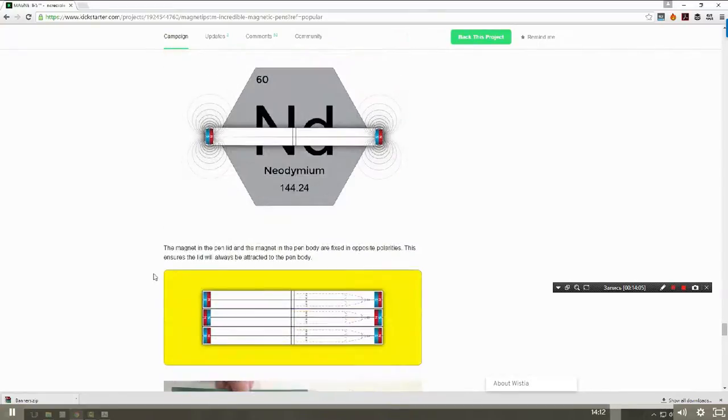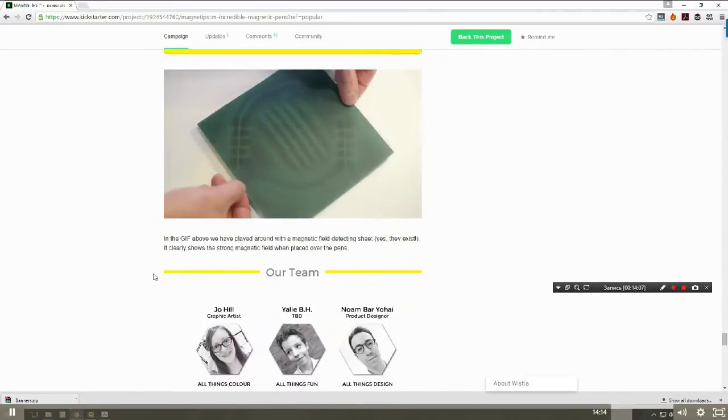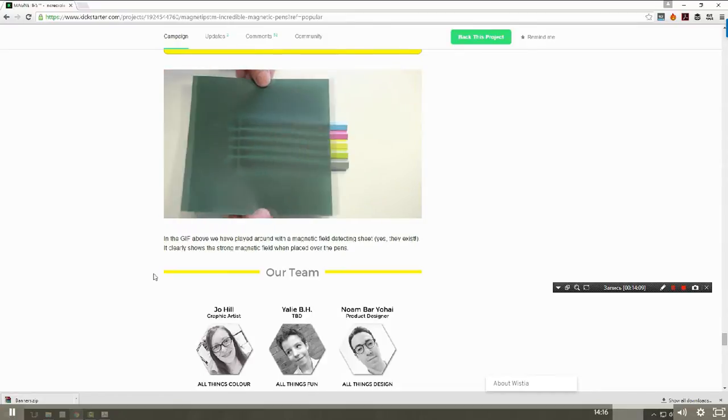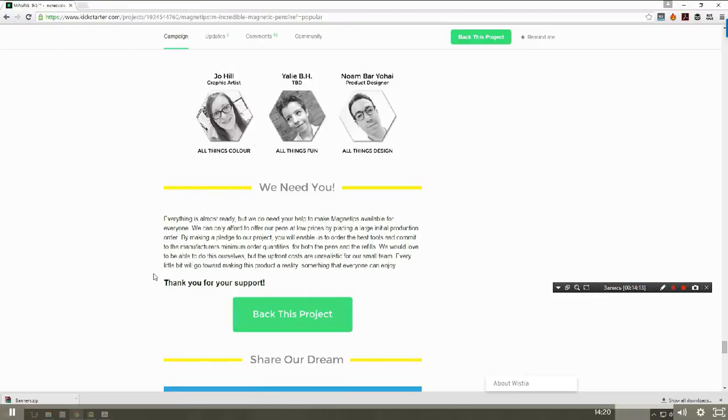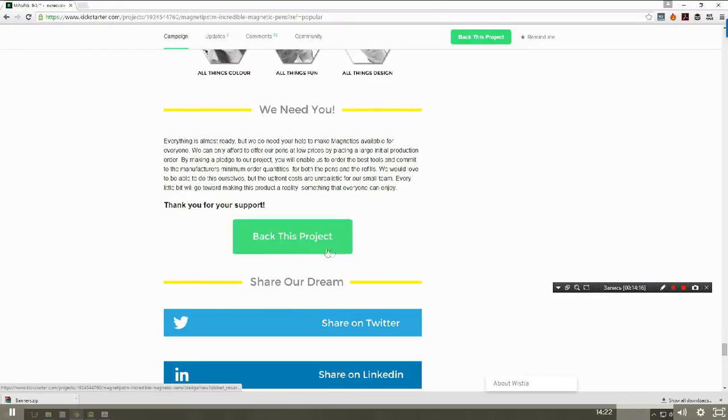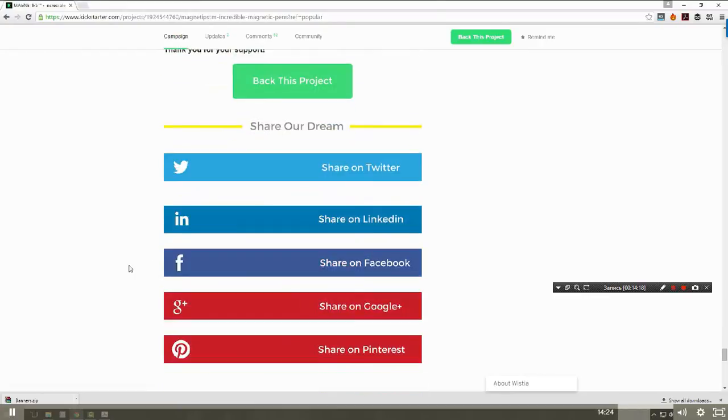Okay, let's see what else they have in here. Here's their team, the people behind this campaign. And then they have another "Bake this project" button, and they have sharing options. With this, they just make the sharing very easy. So instead of going up and finding the share button, you just hit share, and in here you are done.